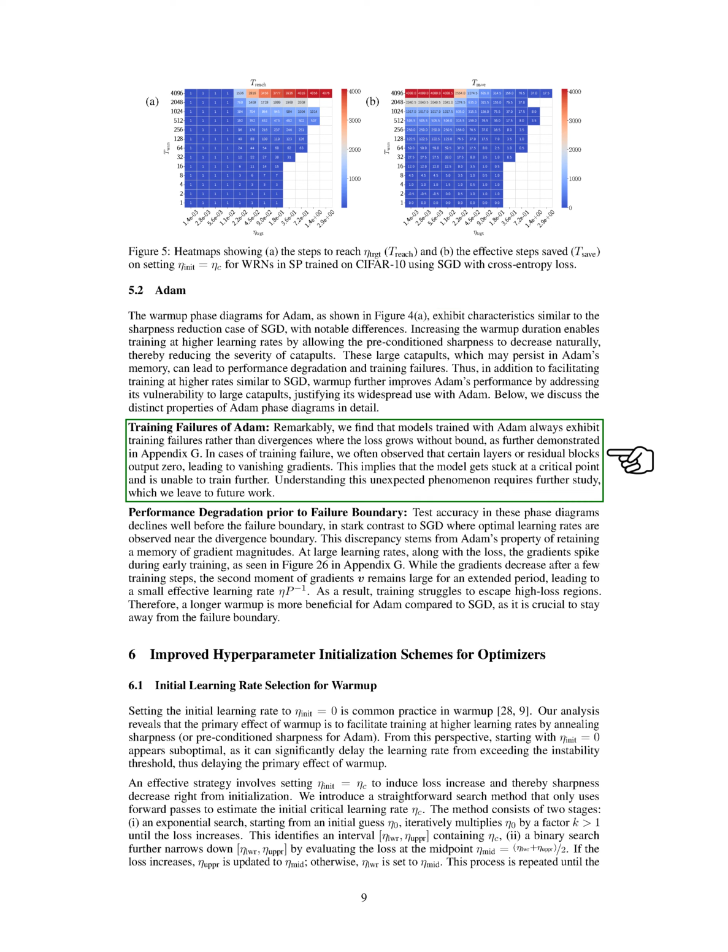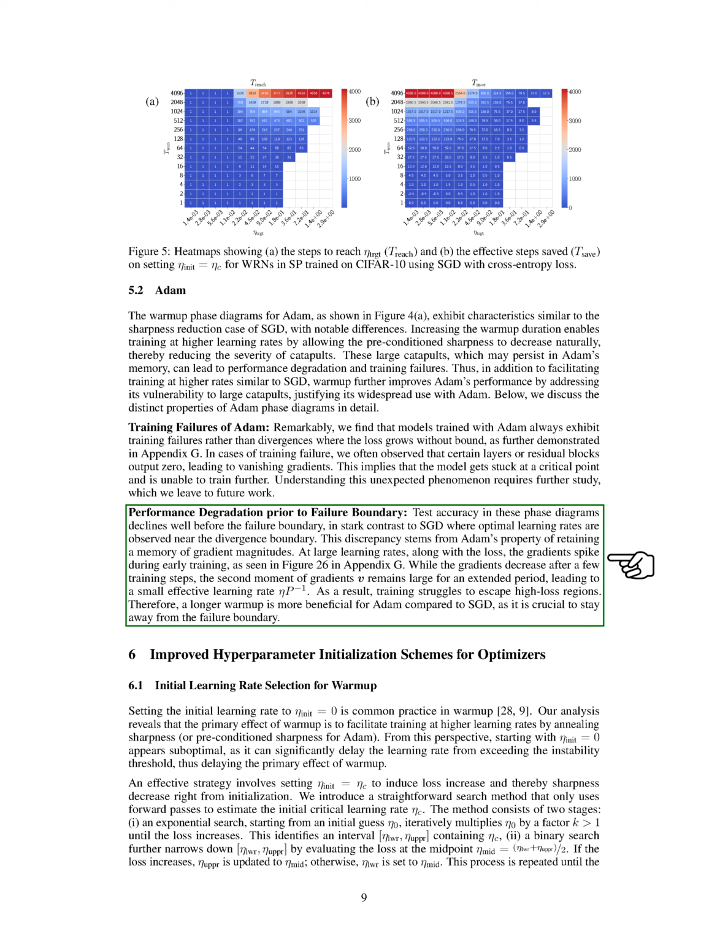Unlike SGD, models trained with Adam tend to exhibit training failures rather than divergences, often due to vanishing gradients in certain layers. In Adam, test accuracy decreases before reaching the failure boundary, contrasting with SGD where optimal learning rates are near the divergence boundary. This difference is attributed to Adam's memory of gradient magnitudes, which can lead to challenges in escaping high-loss regions. Therefore, a longer warm-up is more beneficial for Adam compared to SGD to avoid training failures.